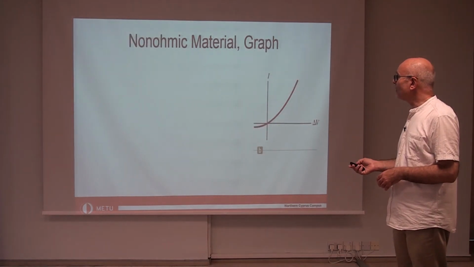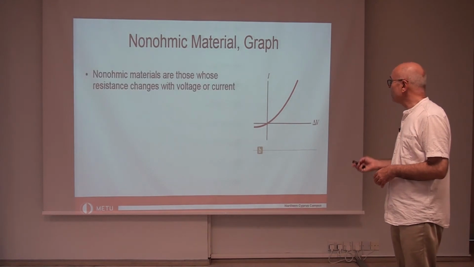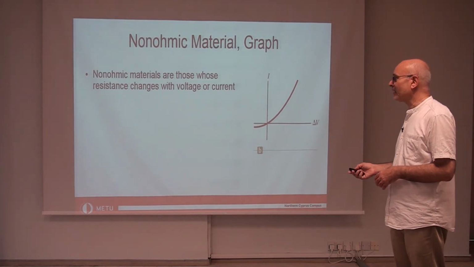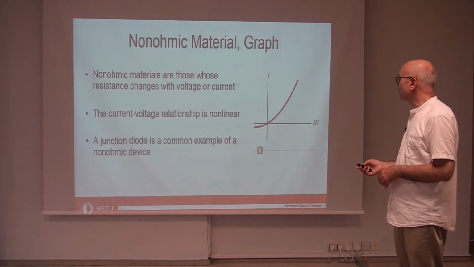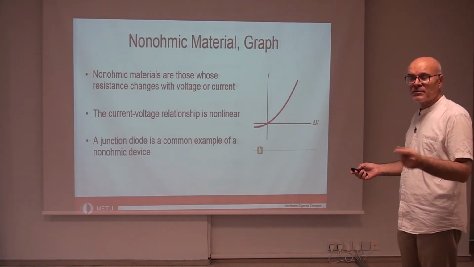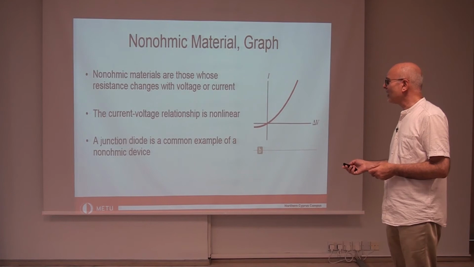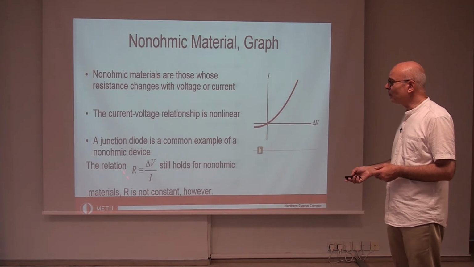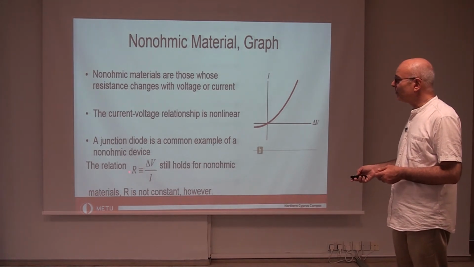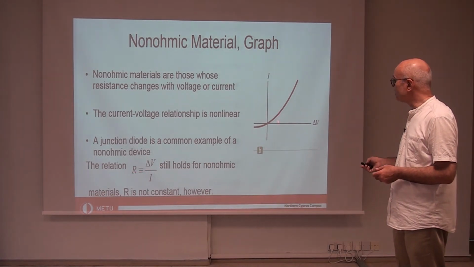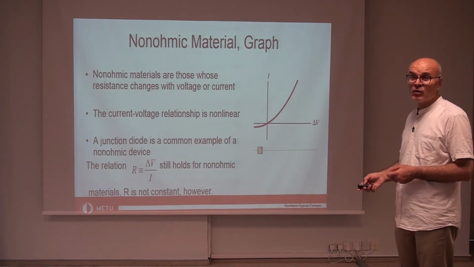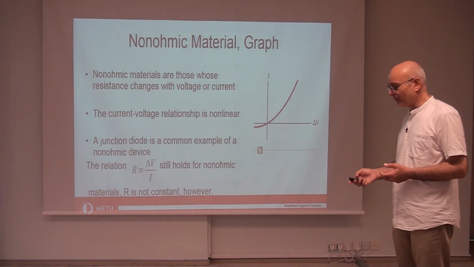If you have a non-ohmic material, like a diode, for example, and you plot I versus delta V, then the relation between them is not linear. An example, as I mentioned, is the diode. Diodes are circuit elements that are important in digital electronics, and their I versus delta V is not constant. As I mentioned before, at any instant you can find the resistance of the device at any point by finding delta V by delta I, but this quantity will not be constant.